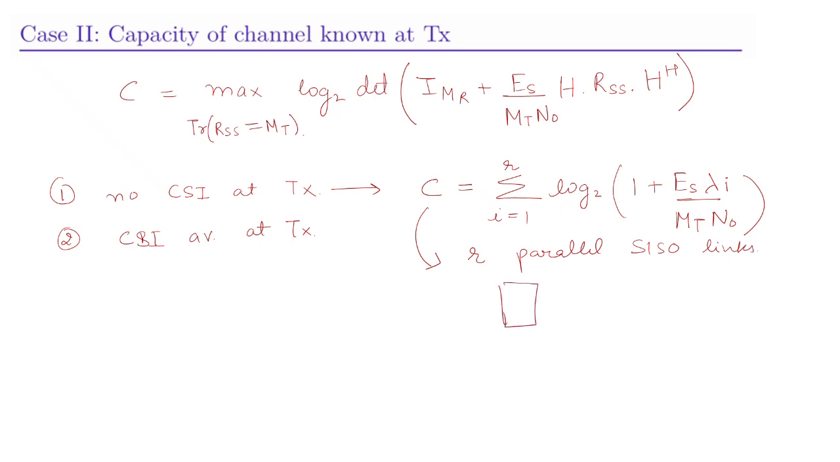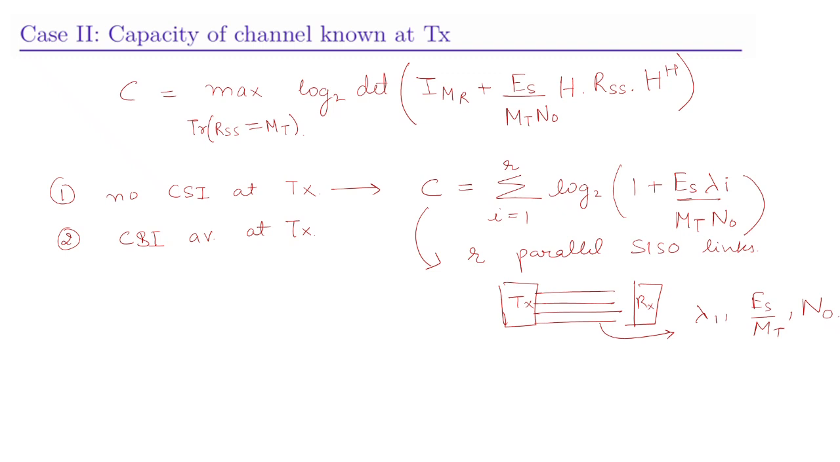For example, this is the transmitter and then we have the receiver. In between the transmitter and receiver, we will have R parallel links, where each link has gain lambda_i, has the transmit power Es by MT, and each link has noise N0. And there is a linear increase in capacity.